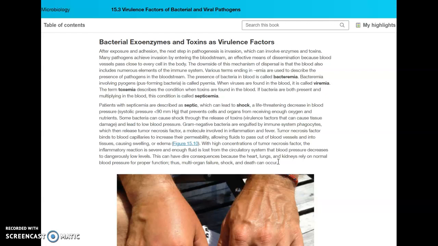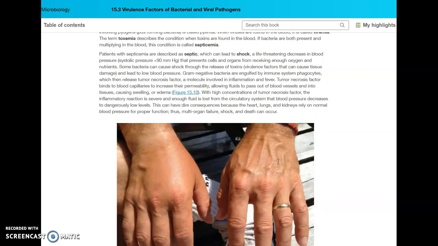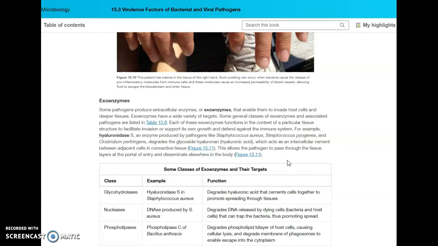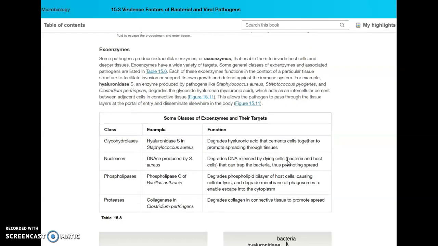If shock continues, it can be fatal, because if the blood is not circulating through the body properly and getting to all the organs, then this leads to multi-organ failure, and if it's not quickly corrected, then it can cause death. So we're going to look at a couple of different types of these enzymes and toxins.